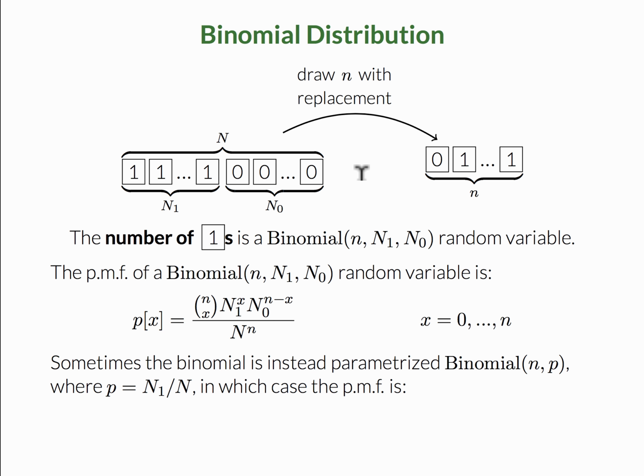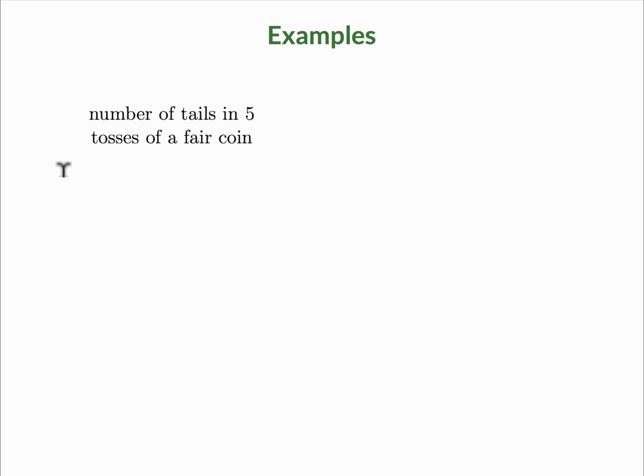So instead of specifying exactly how many ones and zeros there are in the box, we can specify the fraction of tickets that are ones. And that parameter we typically represent by the letter p. Now the PMF of the binomial distribution in terms of n and p is given by this formula. And you should convince yourself that these two formulas are exactly the same if you simply plug in p equals N1 over N. Let's look at some examples of binomial random variables.